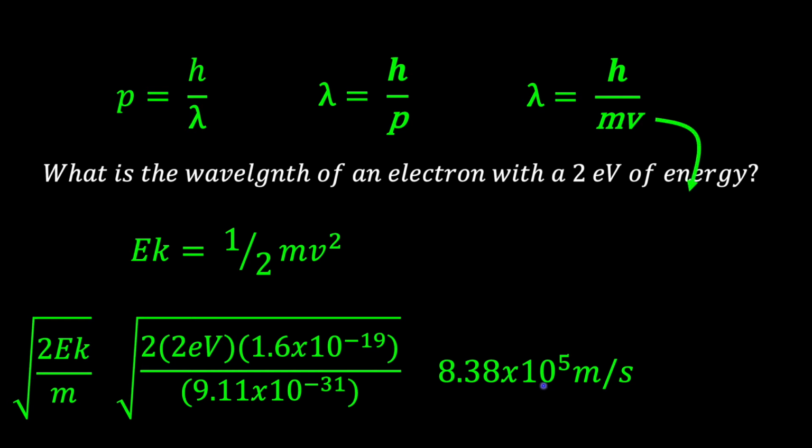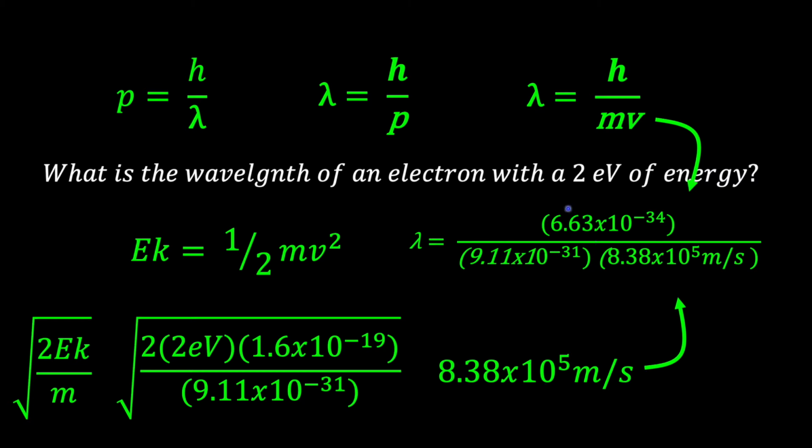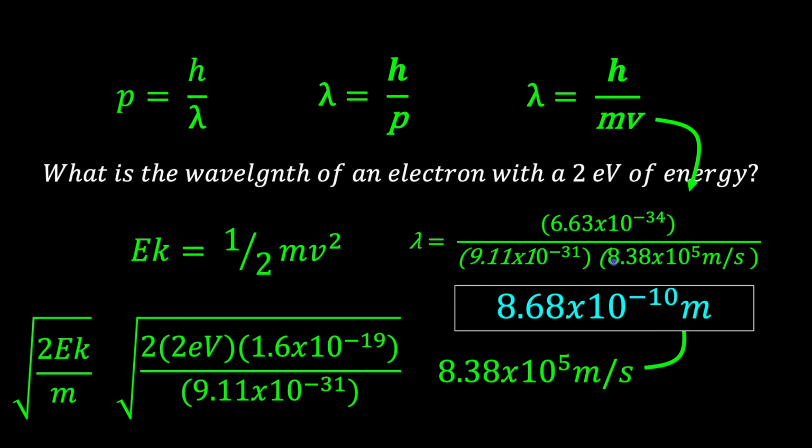Now with the velocity, let's combine that with our equation from above and plug in. Here we have Planck's constant based off of joules. Here we have the mass of the electron and now the velocity of the electron, and we get its wavelength to be 8.68 times 10 to the negative 10 meters.